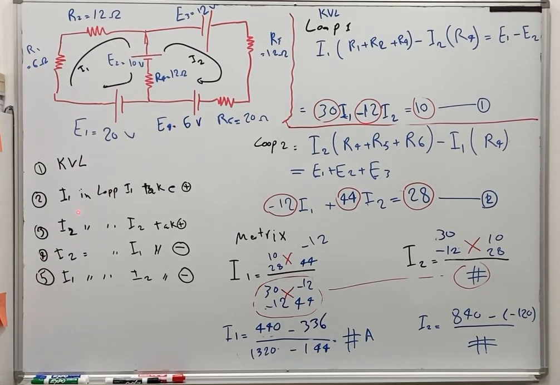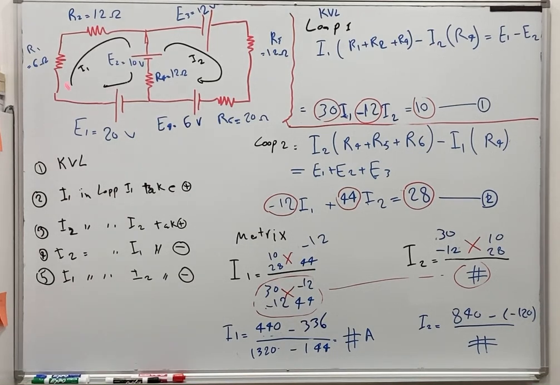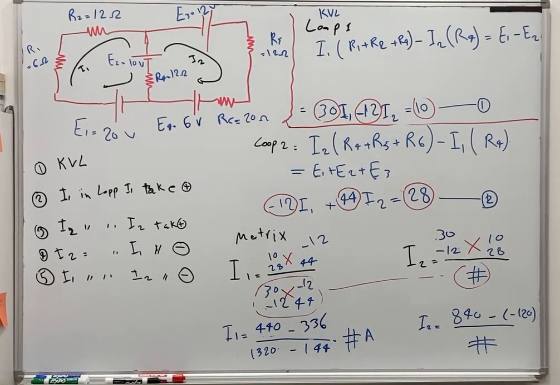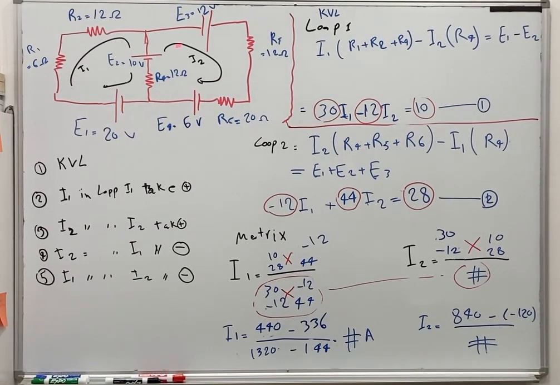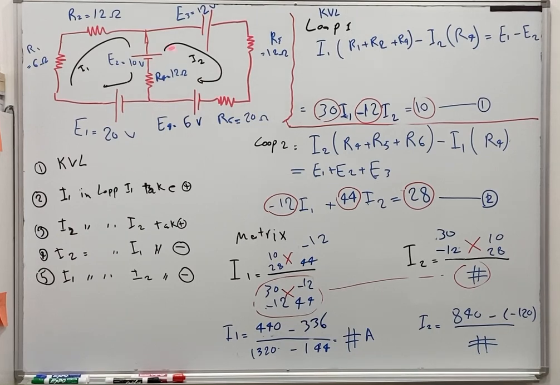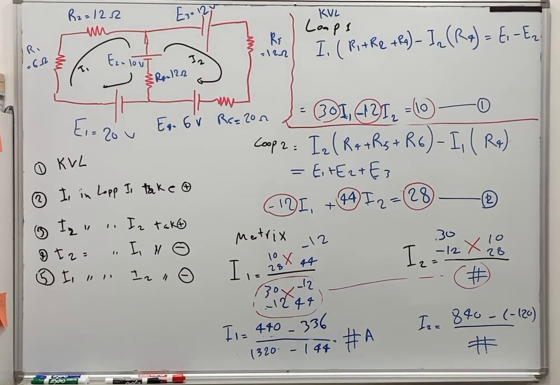Also, you should know that I in loop 1, for example, let's call this one loop 1 and this one loop 2. I1, the current that you are assuming here, should always be positive when you are going to solve it by the equation. I2 in loop 2 will also take positive. So when you go solving using loop 2, the I2 that you are assuming gets a positive sign.